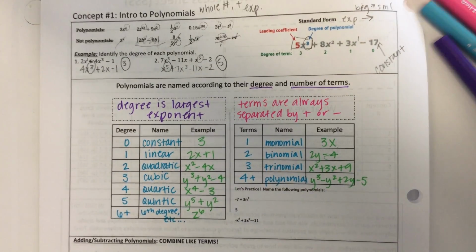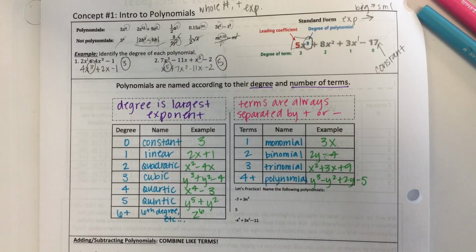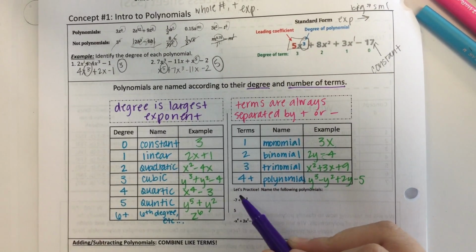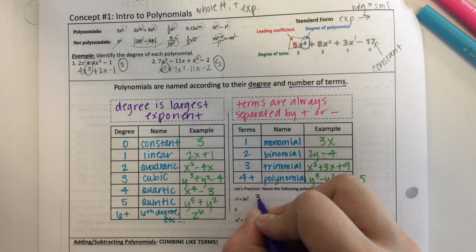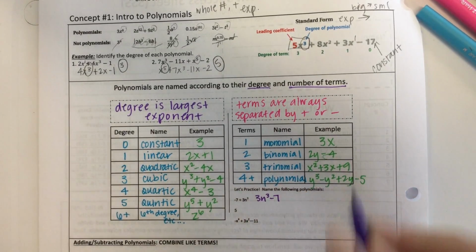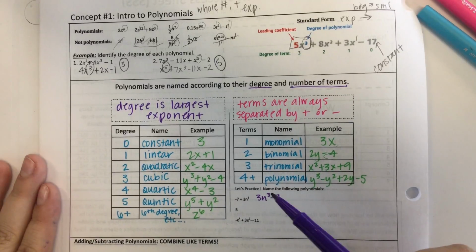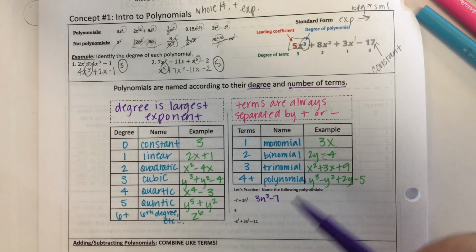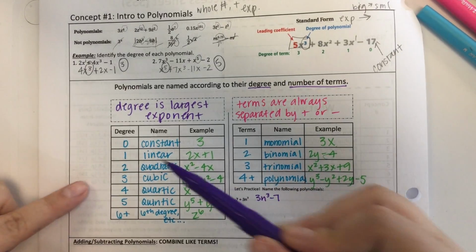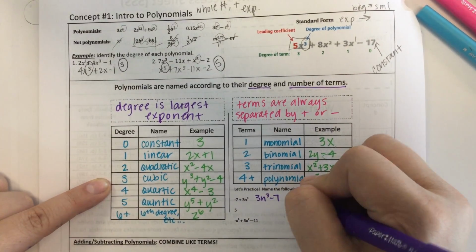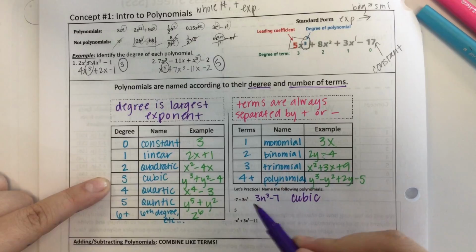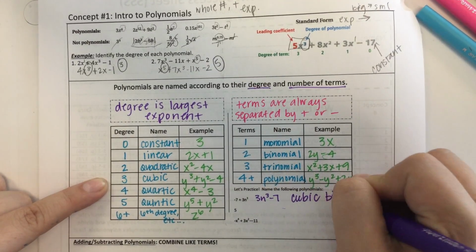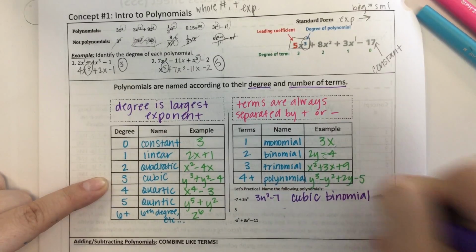All right, let's do some examples down below. So let's name the following polynomials. So this is not in standard form. We can rewrite it in standard form. We can write 3n cubed minus 7. Well, the degree, you always want to name the degree first. The degree comes first and then the number of terms second. So if my degree is 3, that tells me it's a cubic, and it has 2 terms because they're separated by a minus sign, cubic binomial. And that is the first one.